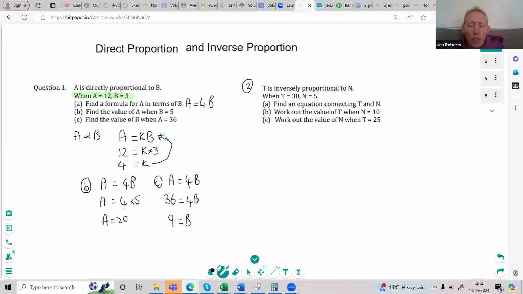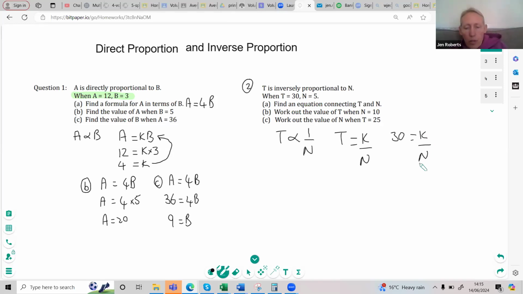Okay, now with direct proportion, what you find is when B increases, A increases too. For inverse proportion, as one of your variables increases, the other decreases. That's the difference between direct and inverse proportion. Inverse proportion, T is inversely proportional to N. So you always write that with this equation first of all, which is the same as T is equal to K over N. When T is 30, N is 5.